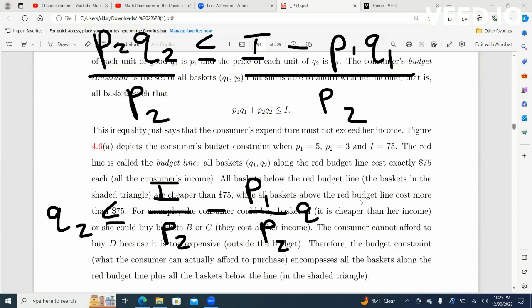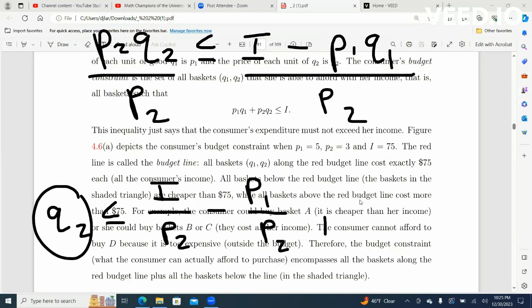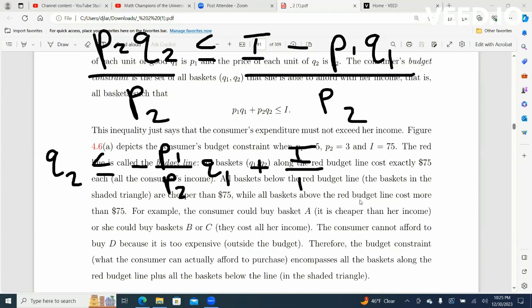We know that Q2 is a function of Q1, so in reality this is our M. Let's burn that into our retinas for the whole book. I'm going to flip the things there, so it's y equals mx plus b. What do we have there? We have Q2 is less than or equal to negative P1 over P2 times Q1, plus I divided by P2. That's the slope.